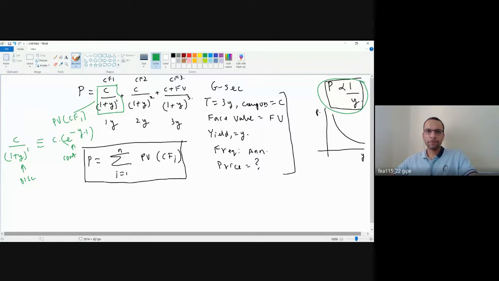Now, if yields are falling, that is, let's say y is dropping, my denominator values are dropping. So I'm naturally dividing by a lower value. That is, my discounting factor is coming down. If my discount factor comes down, my bond price is expected to go up, isn't it? Because if I divide by smaller values of 1 plus y, naturally bond price is going to rise. That's why we say whenever bond yields fall, bond prices rise.